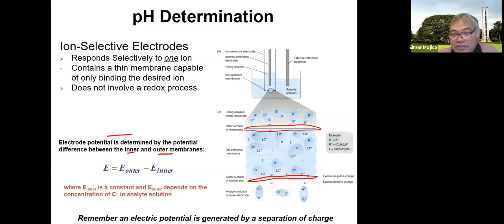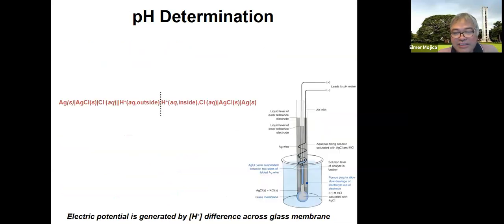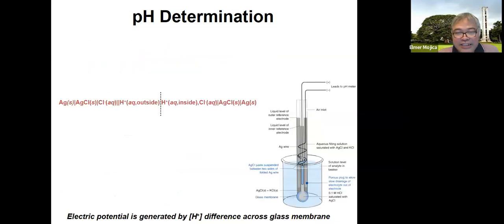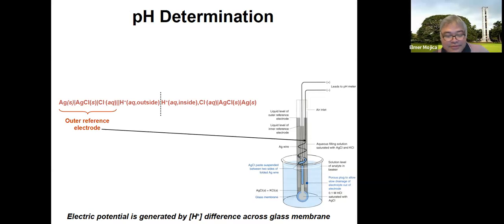So that's how they generate the potential. There's always a comparison of the inner membrane that contains the constant concentration of the analyte compared to the outside of the membrane. That's how they generate what we call the pH. And if you look at it in terms of a silver chloride reference electrode, this is how the cell notation would look.